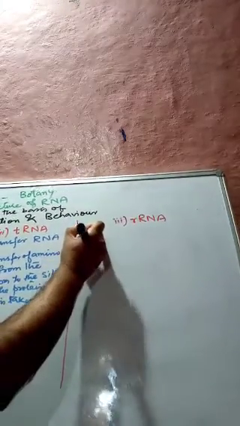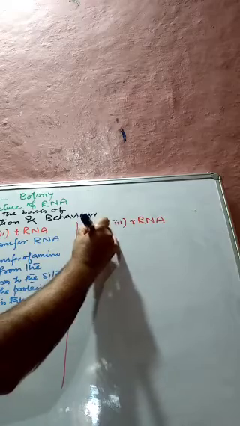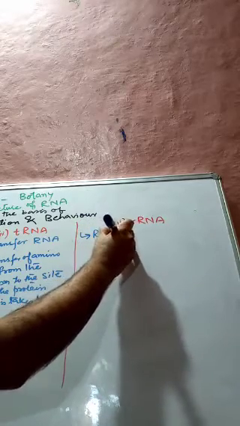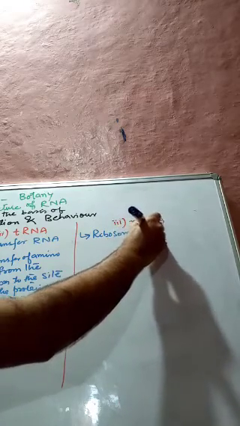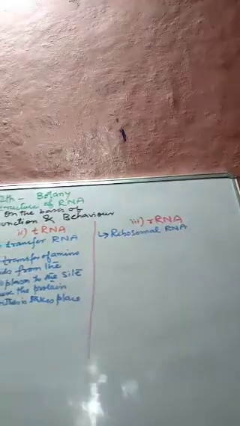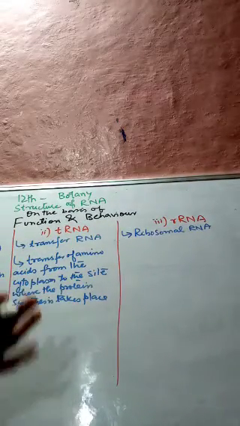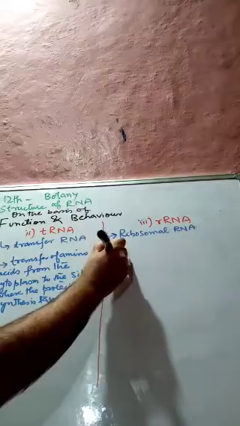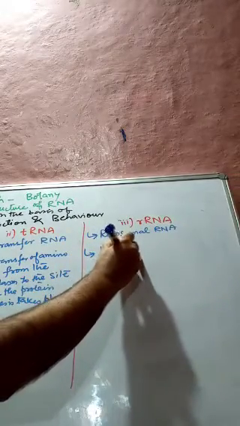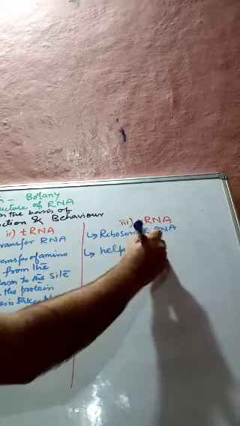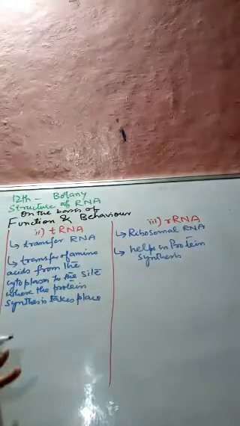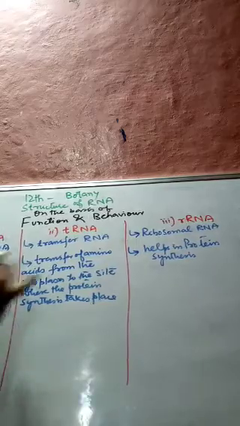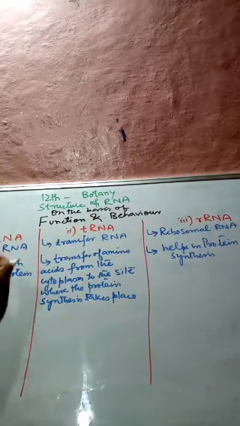Now, this is the third one, that is the rRNA. It is also called ribosomal RNA, and its main function is that it helps us in protein synthesis. How it functions, what it does, how the tRNA and the mRNA work, we will study in separate videos. We will take them one by one.